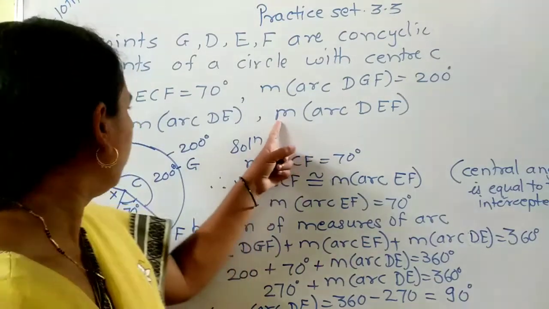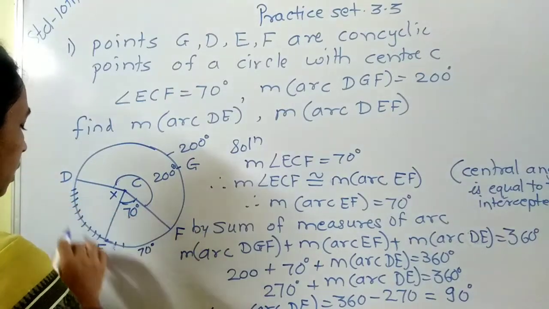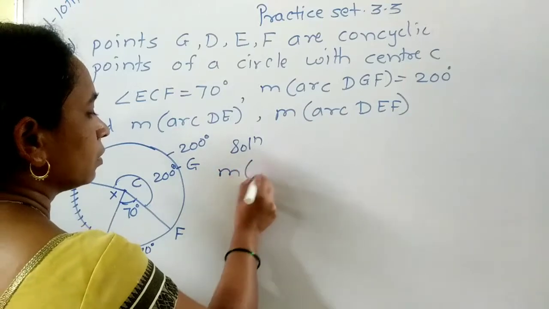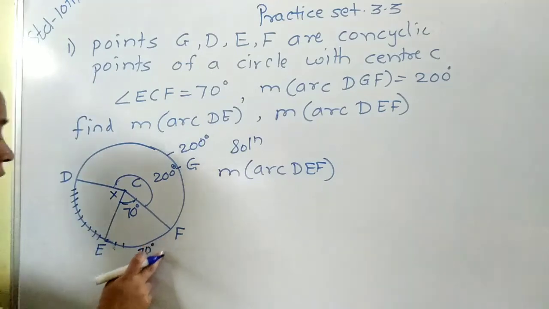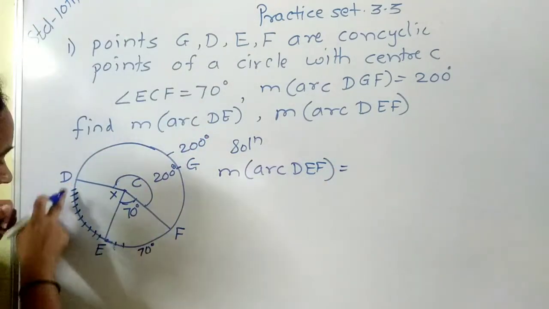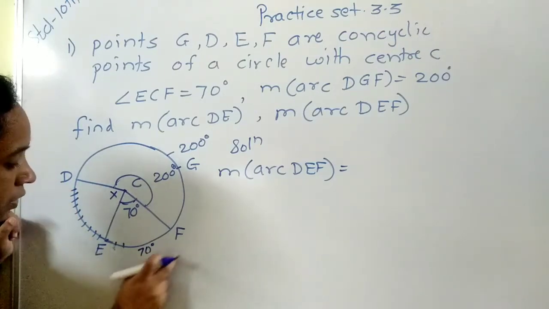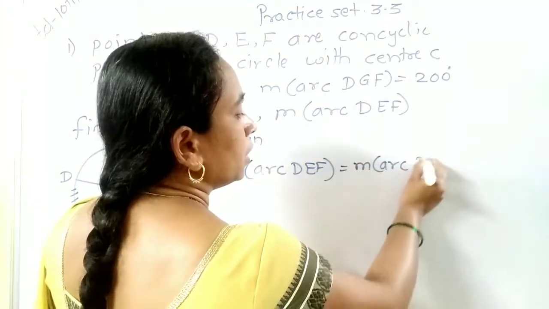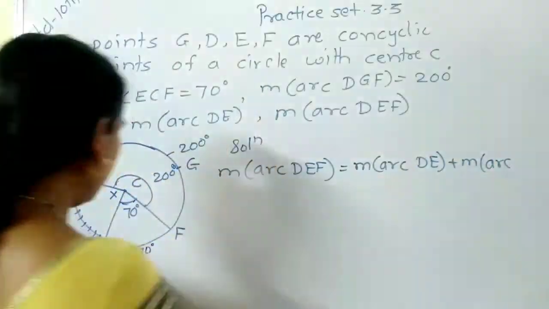Now we will find the measurement of arc DEF. The measurement of arc DEF is the sum of DE plus EF. Just observe here, DEF we can get from DE plus EF. So measure of arc DE plus measure of arc EF.